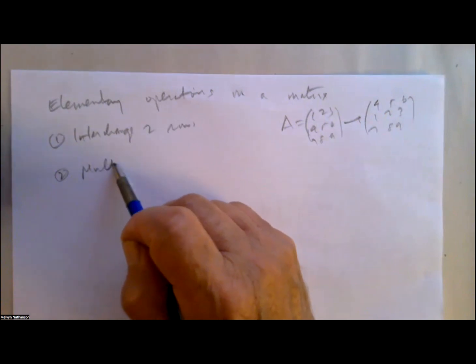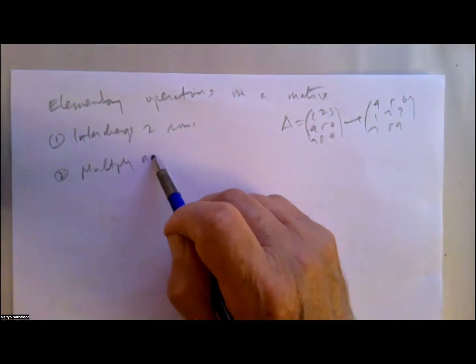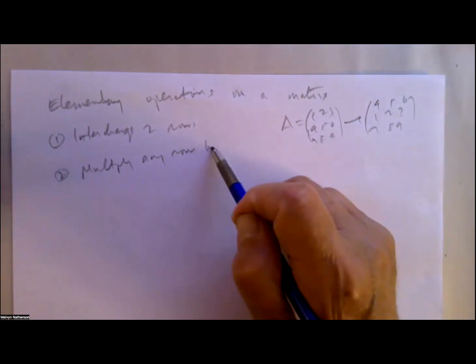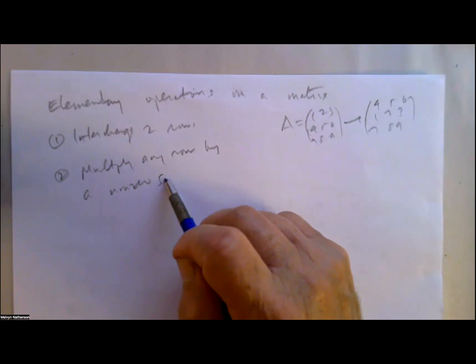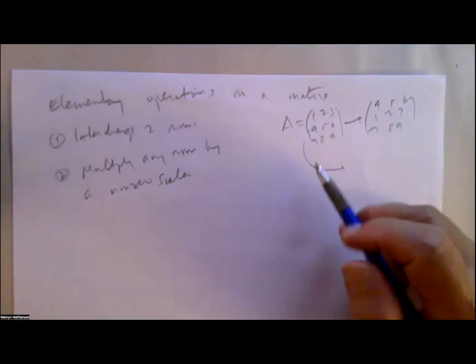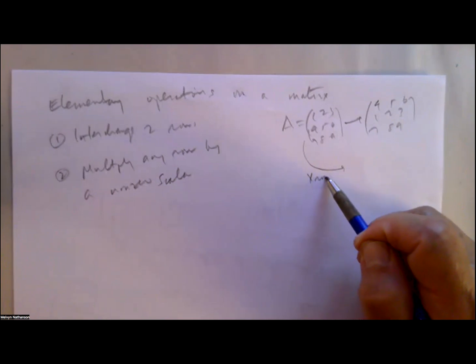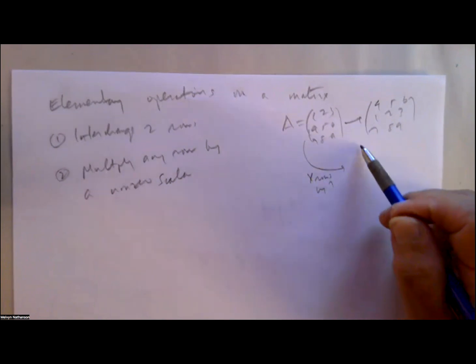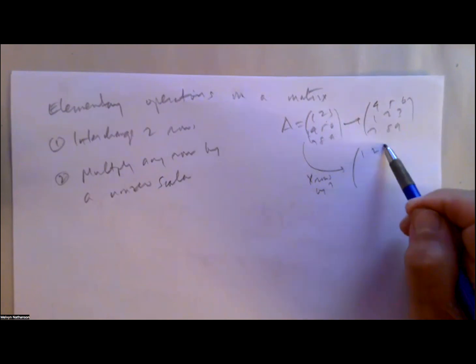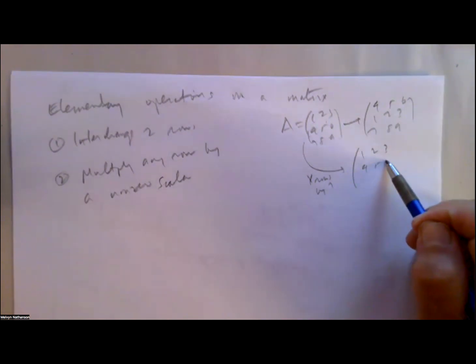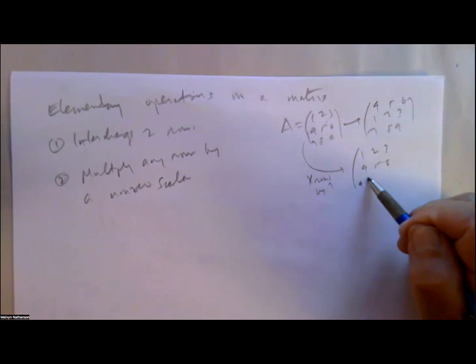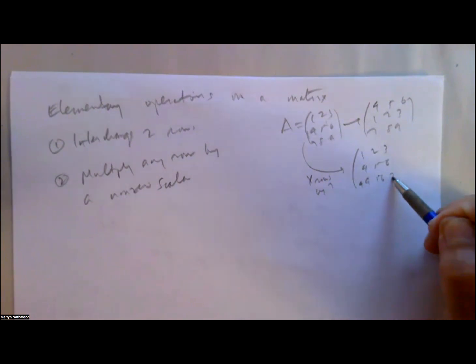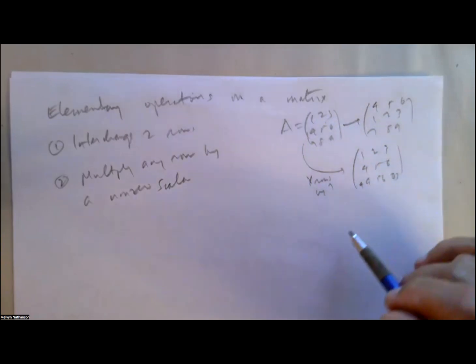I can multiply any row by a non-zero scalar. So let's say from A, I could multiply row 3 by 7. So in this matrix, I haven't changed the first two rows, but I multiplied the last row by 7. I get 49, 56, 63.